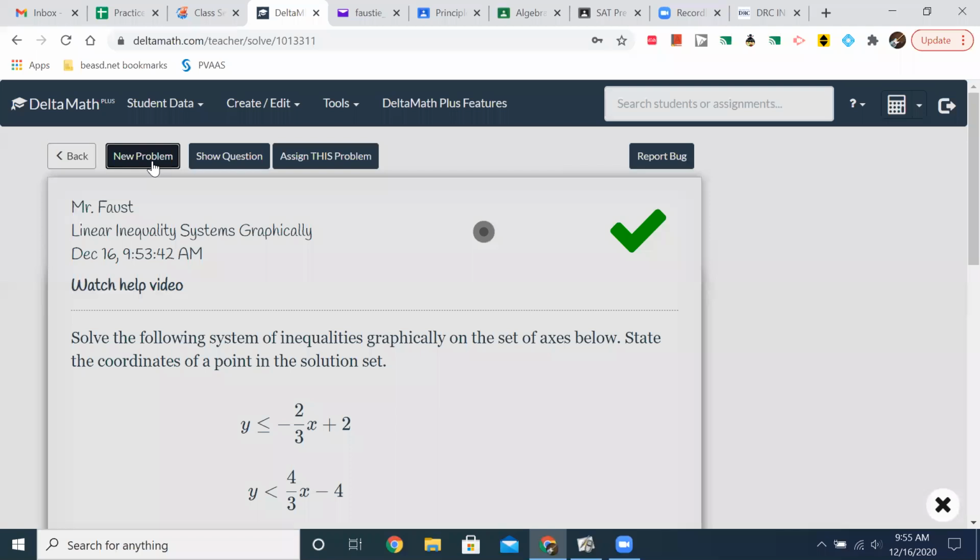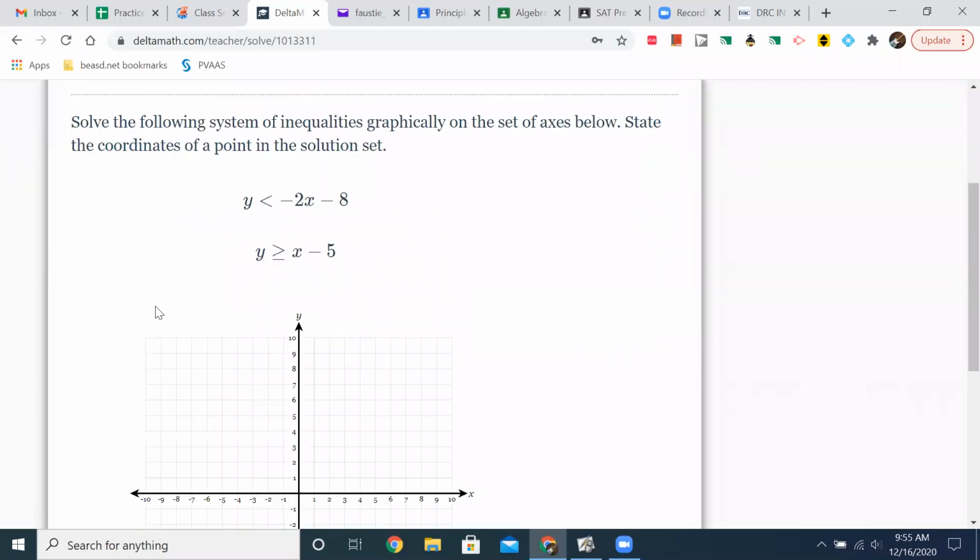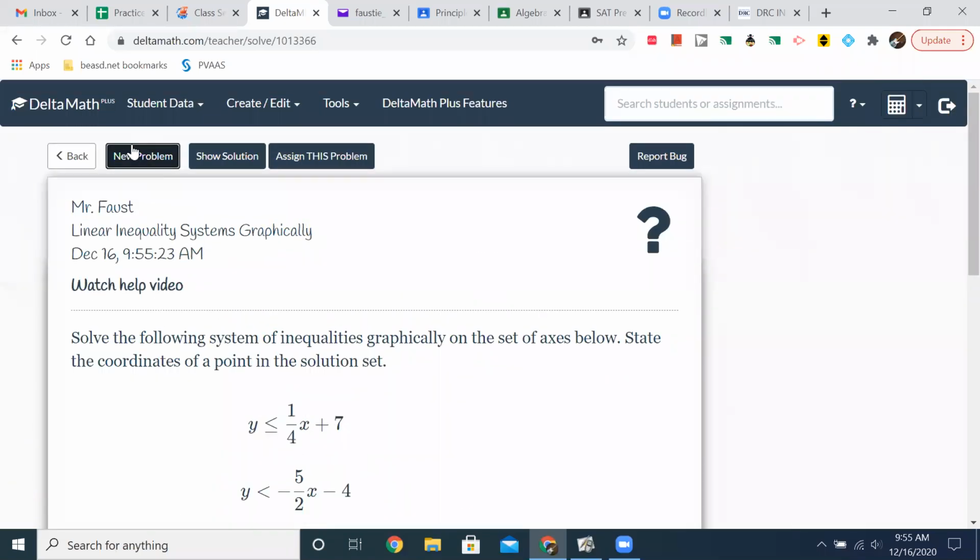All right, let me do one more. Let me get a different one. I want one where they're going different ways, but also one that has some other stuff. Okay, perfect. This one looks good.